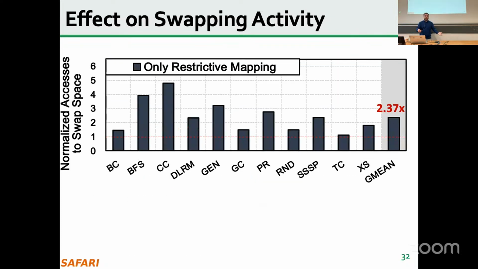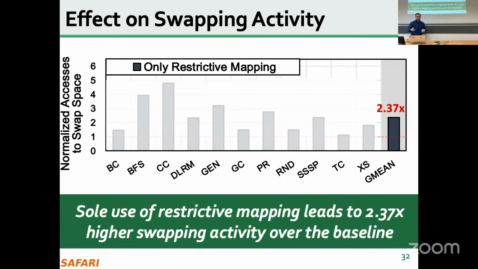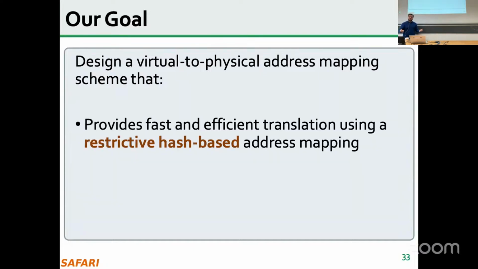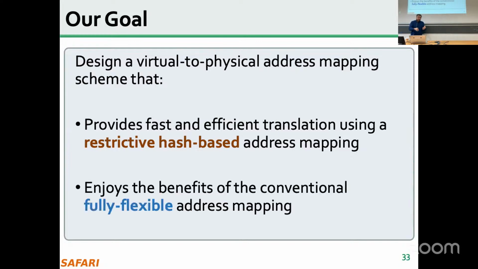So here we did exactly this study. In the y-axis, we show how many accesses you do to the swap space when you use only the restrictive mapping across the entire memory, compared to a scheme that uses a very flexible mapping. And we demonstrate that the sole use of the restrictive mapping leads to a 2.37x higher swapping activity compared to the baseline system. So the goal of this work is to design a virtual address to physical address scheme that provides fast and efficient allocation using a restrictive hash-based address mapping. But at the same time, it enjoys the benefits of the conventional fully flexible address mapping.